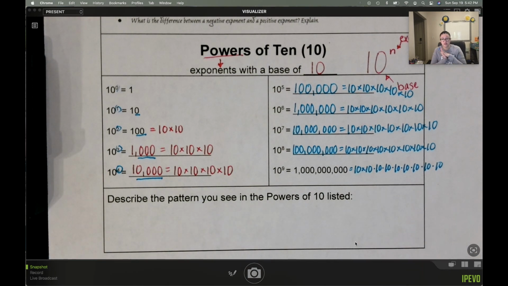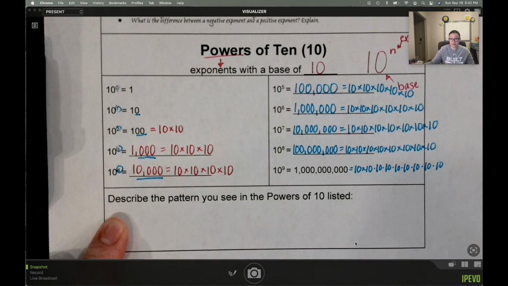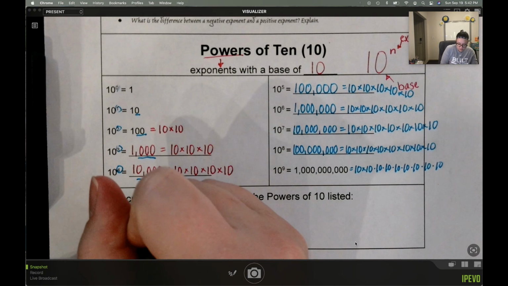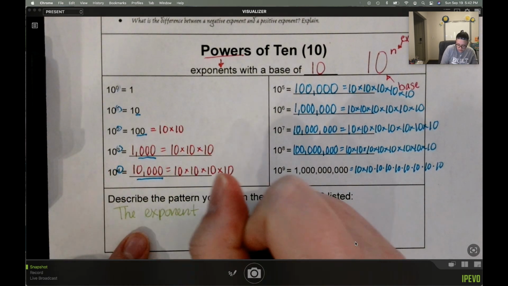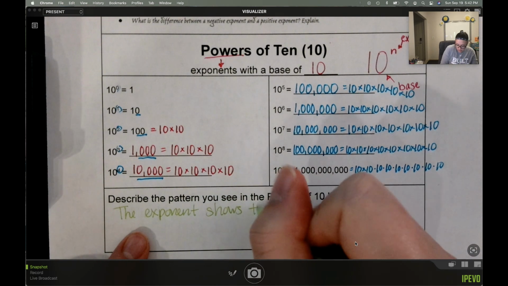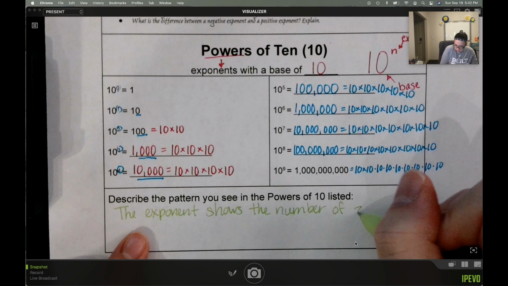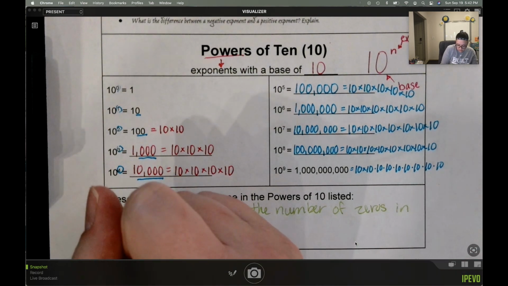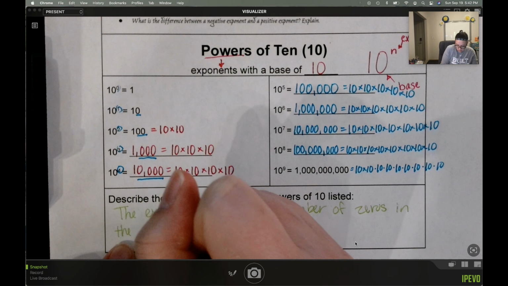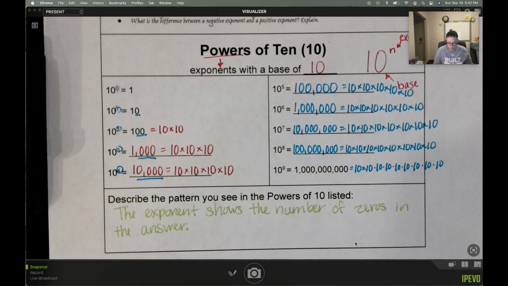So go ahead, pause the video if you need to. Otherwise, I'm going to keep on going. So again, that pattern that we saw with the powers of 10 would be that the exponent shows the number of zeros in the answer.